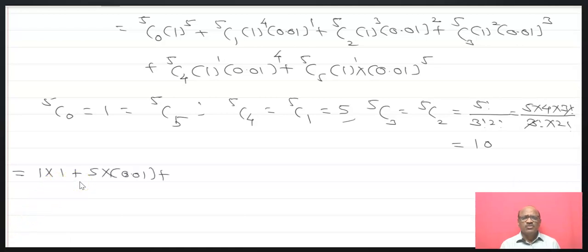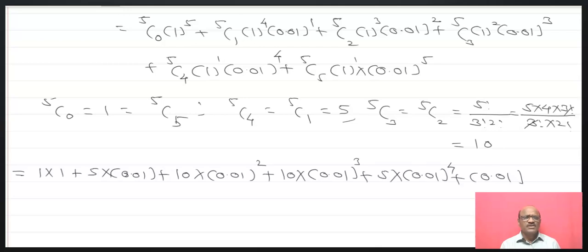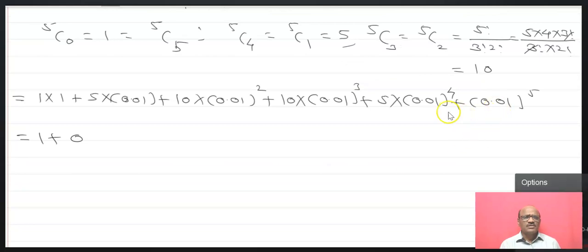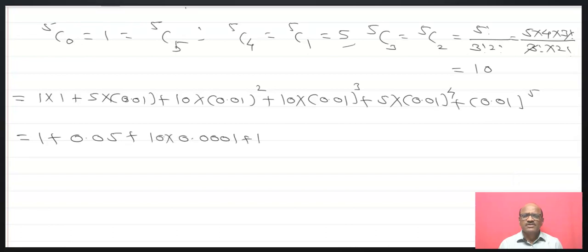5 into 0.01. And then 10 into 0.01 bracket square plus 10 into 0.01 bracket cube plus 5 into 0.01 bracket raised to 4 plus 0.01 bracket raised to 5. Now we'll write their values. First is 1 plus 0.05 plus 10 into 0.0001 plus 10 into 0.000001, and these are the values.